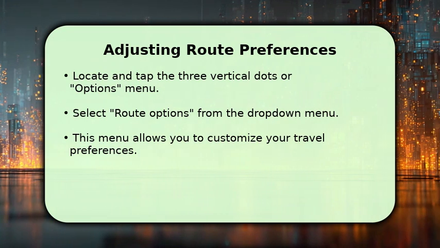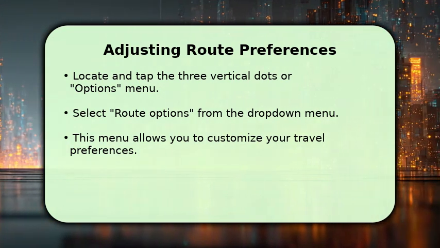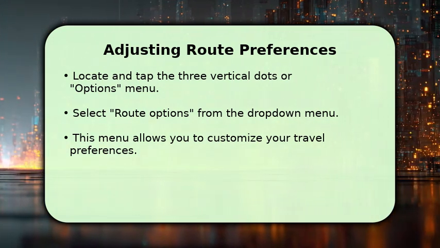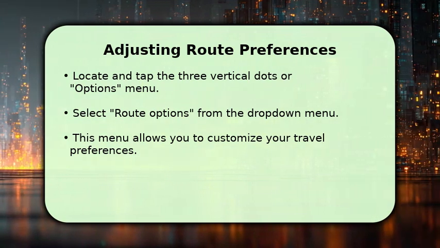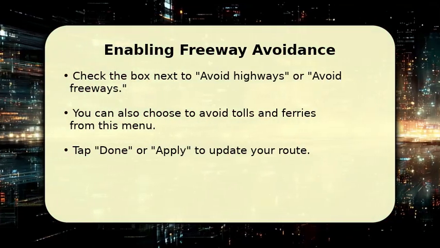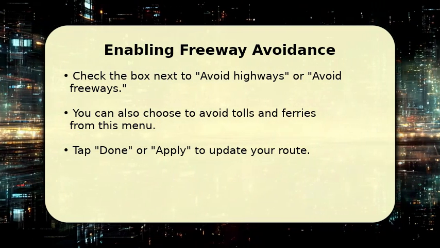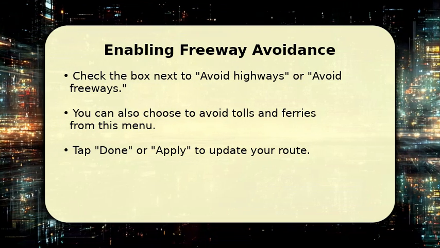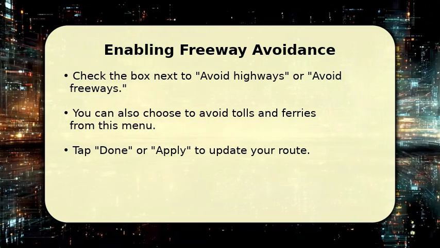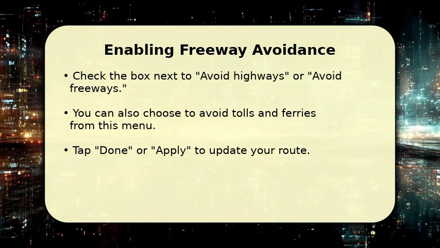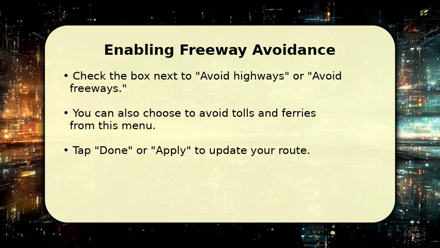It's a simple tap that opens up a world of customization, giving you control over the type of roads you'll be traveling on. Within the Route Options menu, you'll see several checkboxes. Find and check the box labeled Avoid Highways or Avoid Freeways. This tells Google Maps to prioritize routes that do not use major interstates.